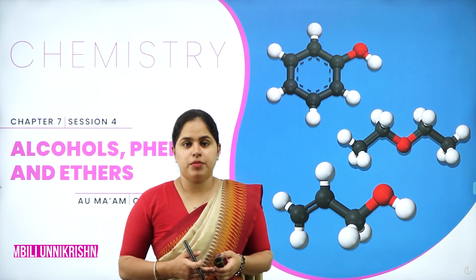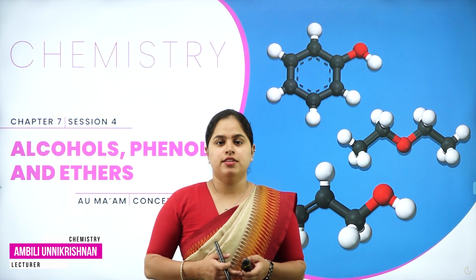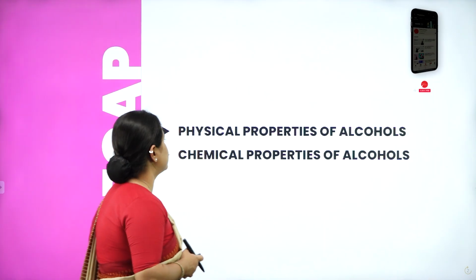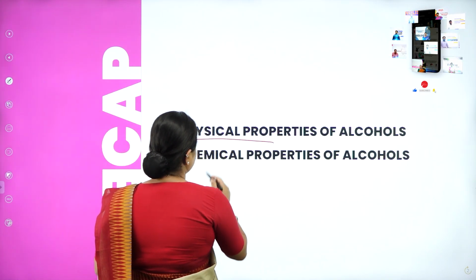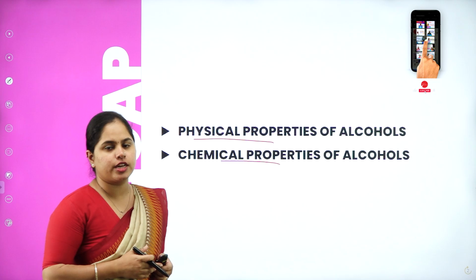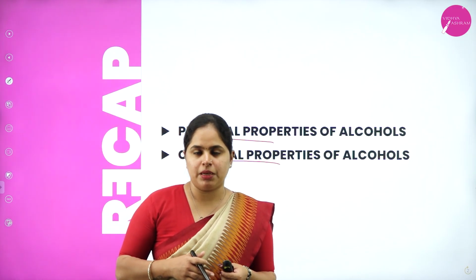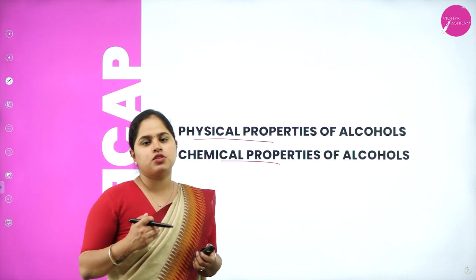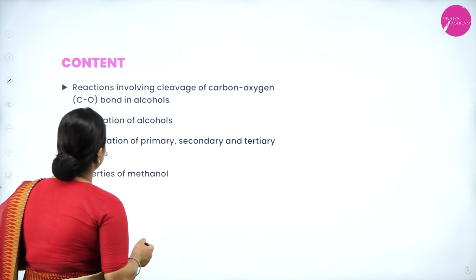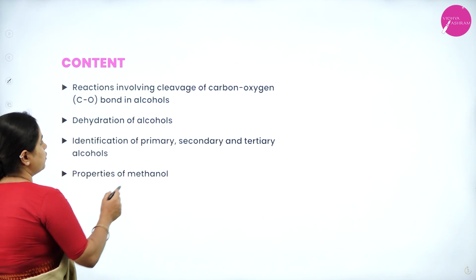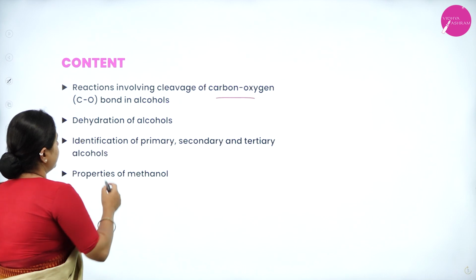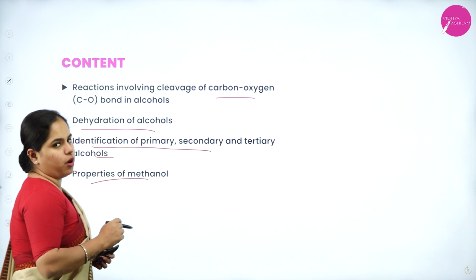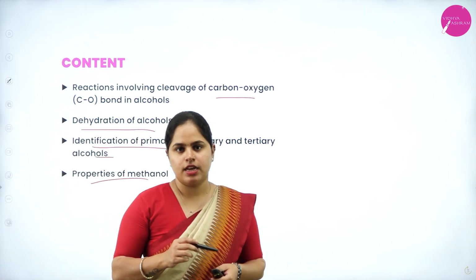Hello everyone, this is Ambli Unnikrishnan from the Department of Chemistry. Today I am back with session 4 of the chapter Alcohols, Phenols and Ethers. In the last session we discussed the physical properties of alcohols and started with the chemical properties of alcohols, which were classified into two main parts. The first one was reactions involving oxygen-hydrogen bond cleavage, which we discussed in the last session. In today's session we are going to study the reactions involving cleavage of the carbon-oxygen bond, then dehydration of alcohols, identification of primary, secondary and tertiary alcohols, as well as properties of methanol and ethanol.